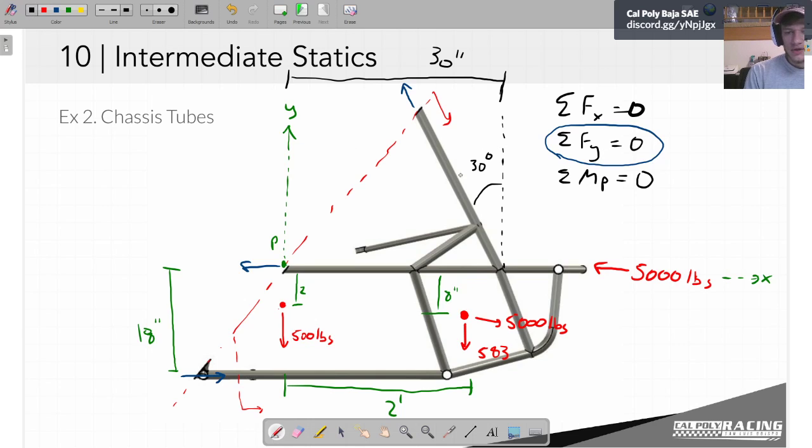All right, so let's do that equation. So the forces in Y, we've got minus 500, minus 583, plus, this is going to be the cosine of 30, cosine of 30 times our force. Oh, and I made the mistake again of not labeling my forces.